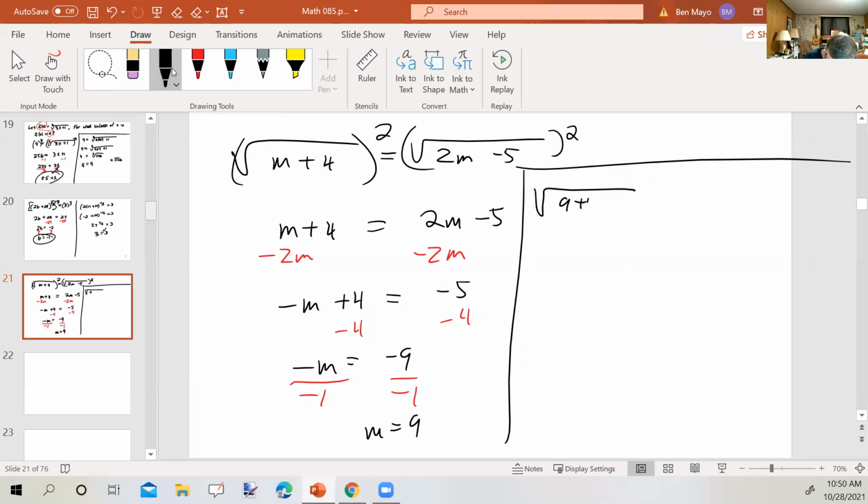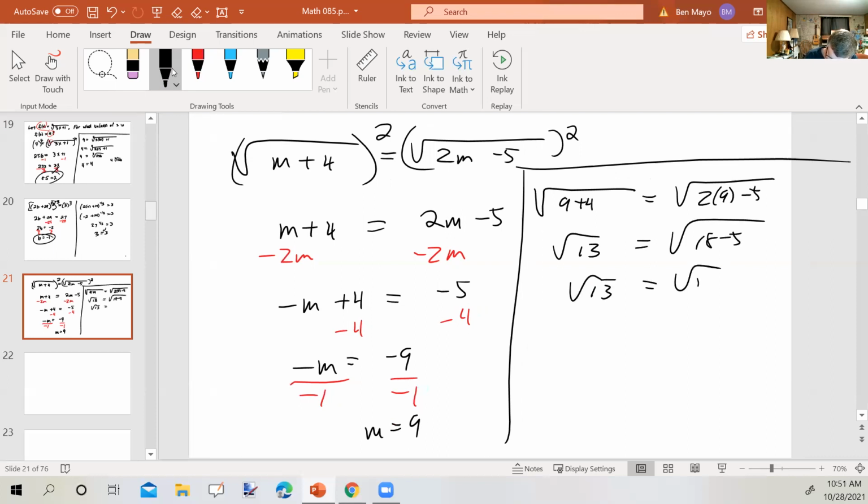Square root of 9 plus 4 equals the square root of 2 times 9 minus 5. The square root of 13 equals the square root of 18 minus 5. The square root of 13 equals the square root of 13. I don't even know what the square root of 13 is. It's bigger than 3 and smaller than 4, but I do know it's real. And I know that the square root of 13 equals the square root of 13. So it's going to check my solution is correct.